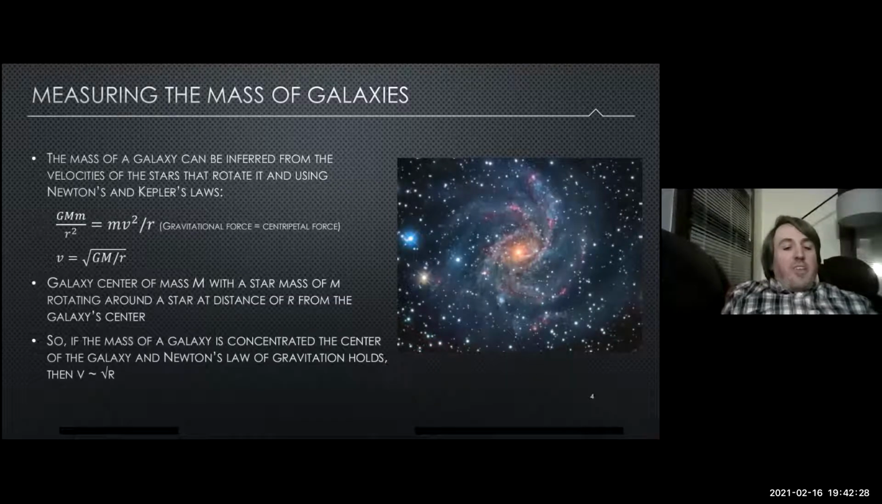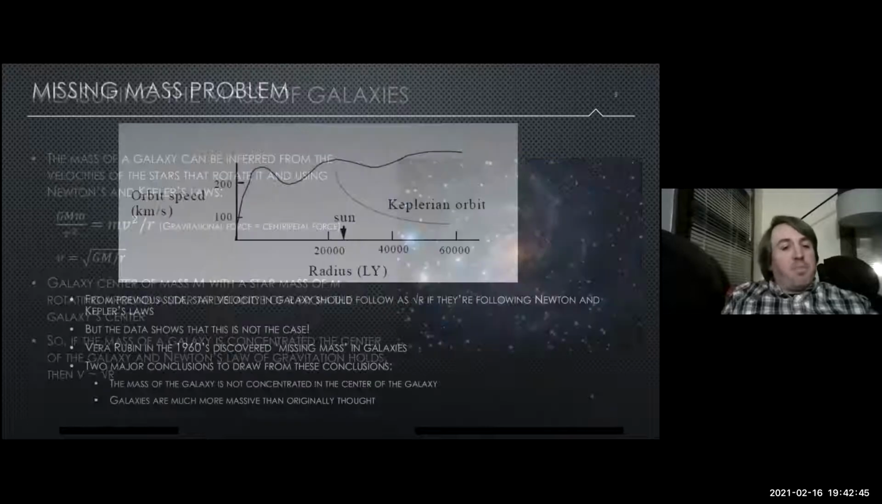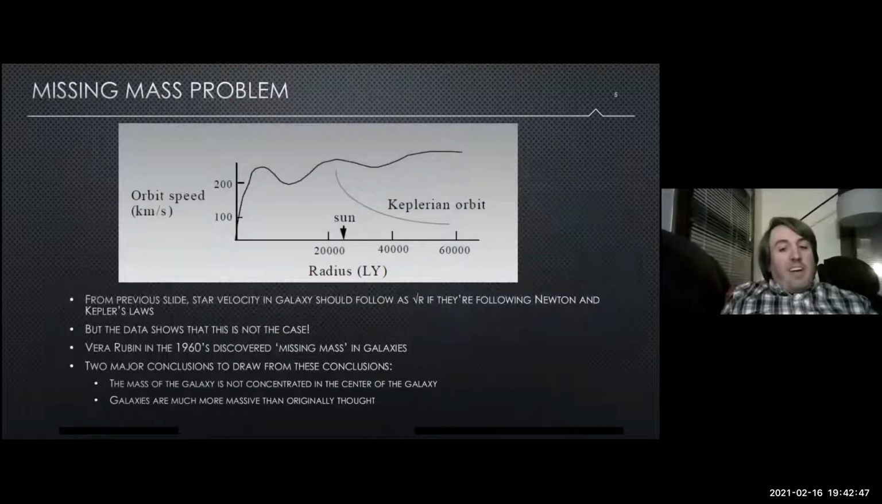So with the assumption that the mass of a galaxy is concentrated in the center of a galaxy and that Newton is still right, then the velocity of the stars around it should be related to 1 over the square root of the radius from the center of the galaxy. But what we found is actually not the case.